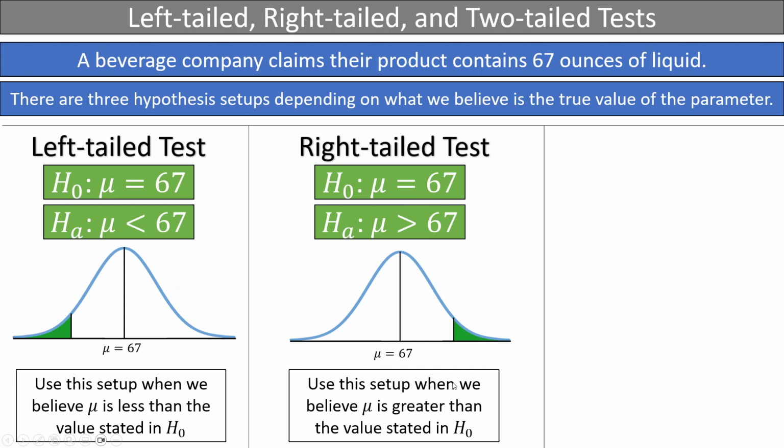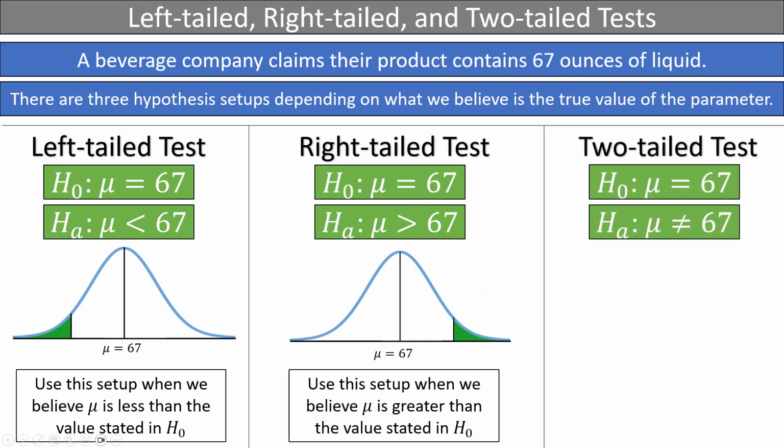Finally, we have the two-tailed test, which is kind of like saying, I believe that the mean is different than what has been stated, but I'm not sure if it's larger or smaller. And for this case, we use a not equal to sign in our alternative hypothesis. Once again, note that the null hypothesis is not changing for any of these 3 tests. In all 3 cases, we have an equal to sign in our null hypothesis.